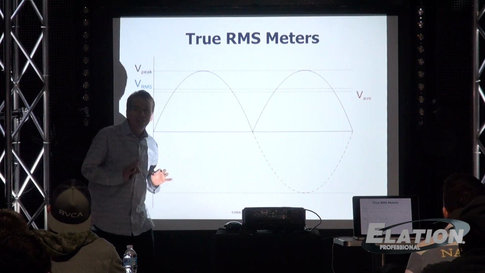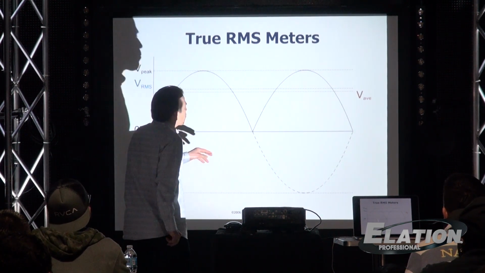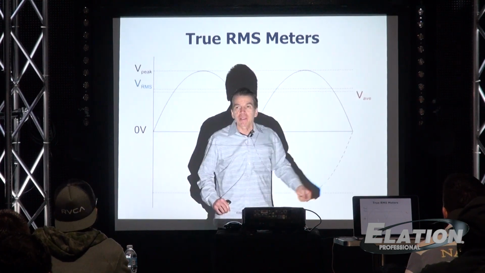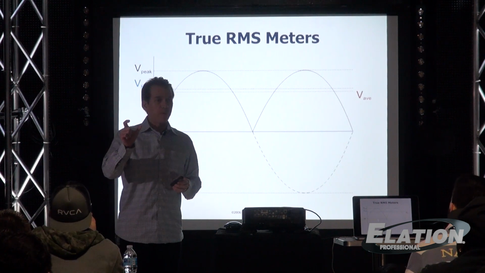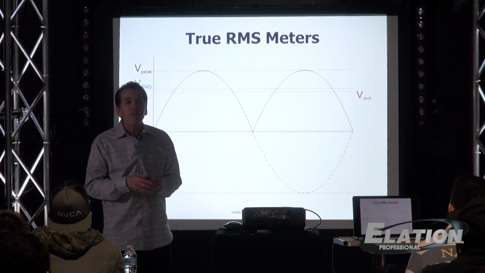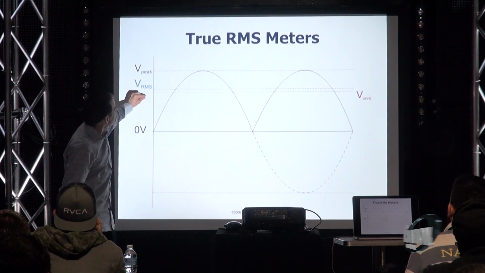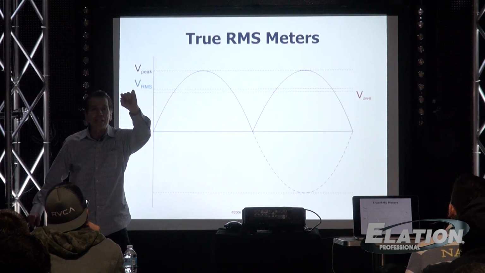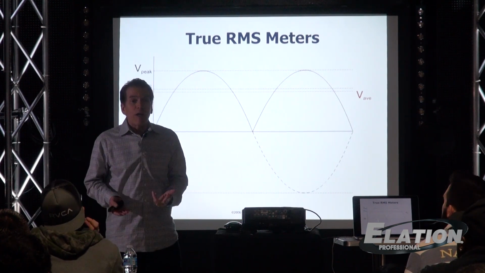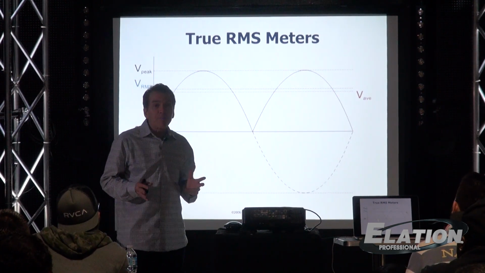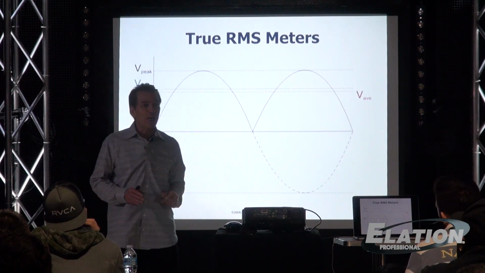If your meter is not a true RMS reading meter, that means it's actually reading the average value, and then it uses a multiplier to give you the answer. So in theory, an average reading meter will give you the same reading as a true RMS reading meter, because it takes this and multiplies it by that much to give you the same reading as the RMS value. And it works just fine as long as we're dealing with pure sine waves.